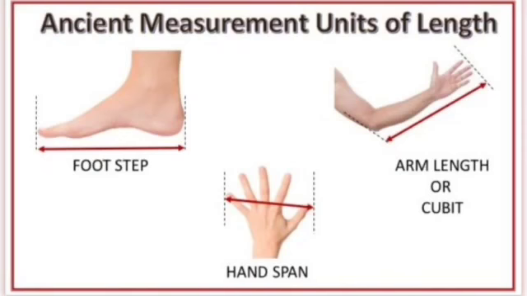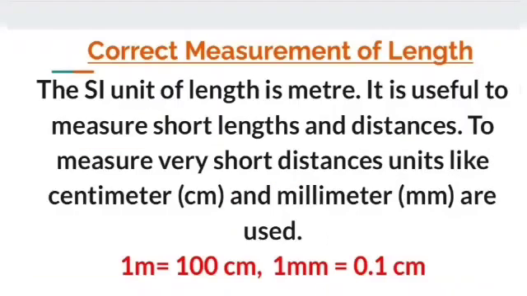Okay. So now we will study the correct measurement of length. What is the correct measurement of length? The SI unit of length is meter. Means to overcome this confusion, scientists have made a standard unit that we have discussed in the previous lecture, right? That is called SI unit. Okay, and the SI unit of length is meter.